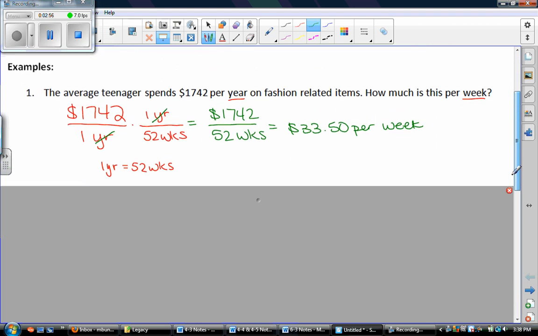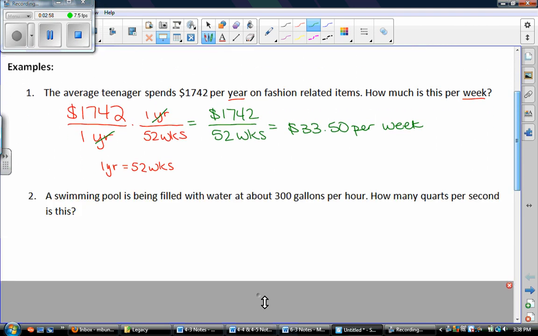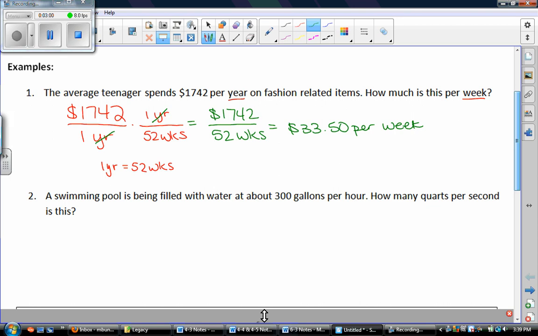Alright, let's look at example 2. Example 2 says a swimming pool is being filled with water at about 300 gallons per hour. How many quarts per second is this? Now our original units were in gallons per hour. So not only are we changing gallons to quarts, but we're also needing to change hours to seconds. So we're going to have multiple conversions that need to be done in this problem.